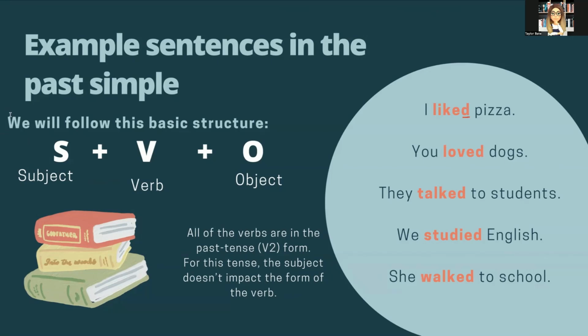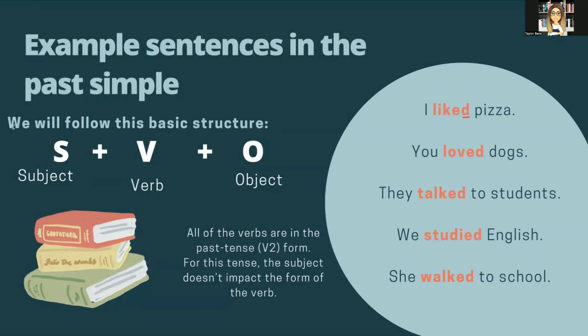If you add ed on this, you say I liked pizza. That's not correct. Don't do that. So if it ends in E, then you just have to add D and it's perfect like that, okay?